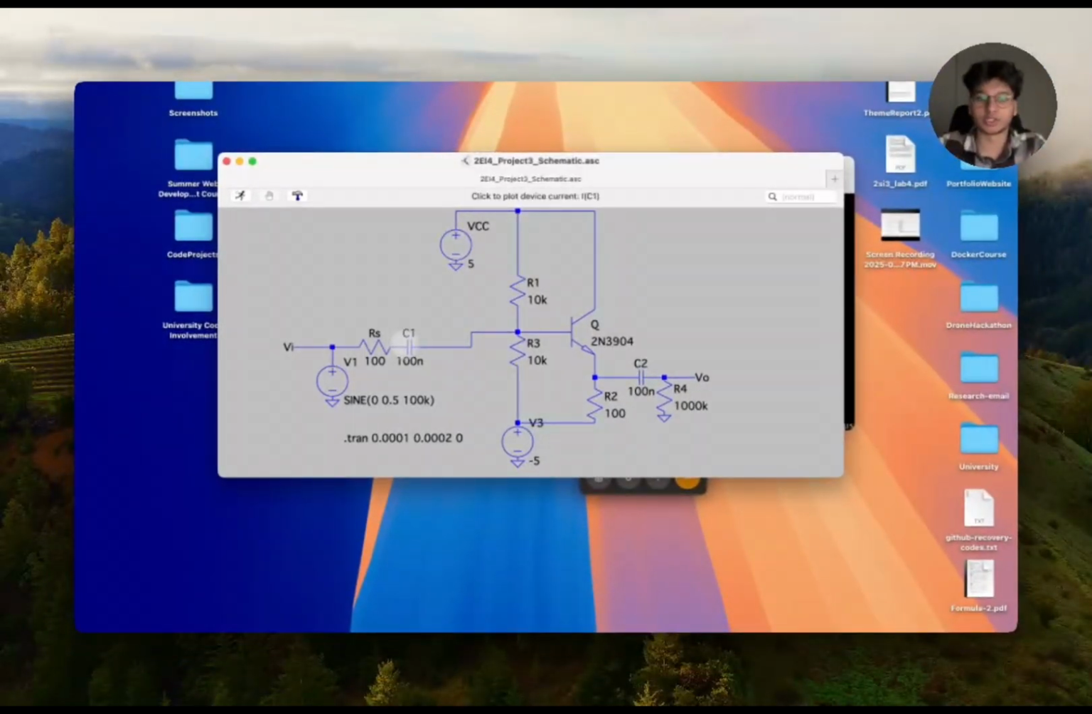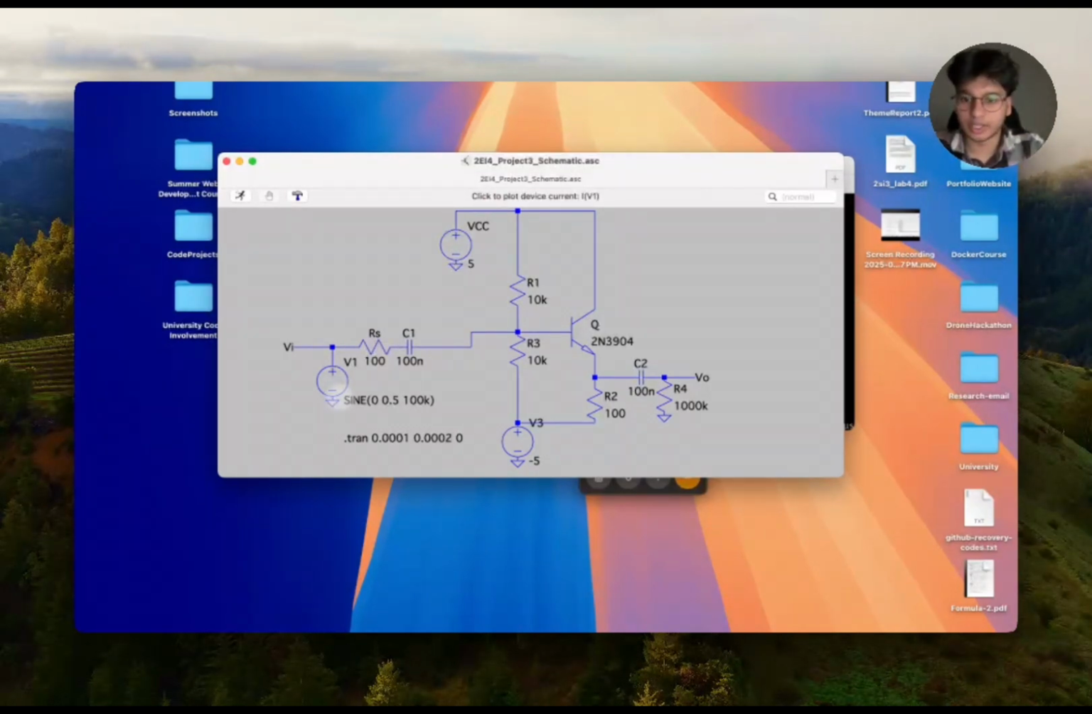Before I do any of that, I just want to explain why I'm using these capacitors. The reason the capacitors are there is simply to act as a high-pass filter, which just allows high frequencies to pass through, and it kind of segregates the DC voltage and the AC voltage.